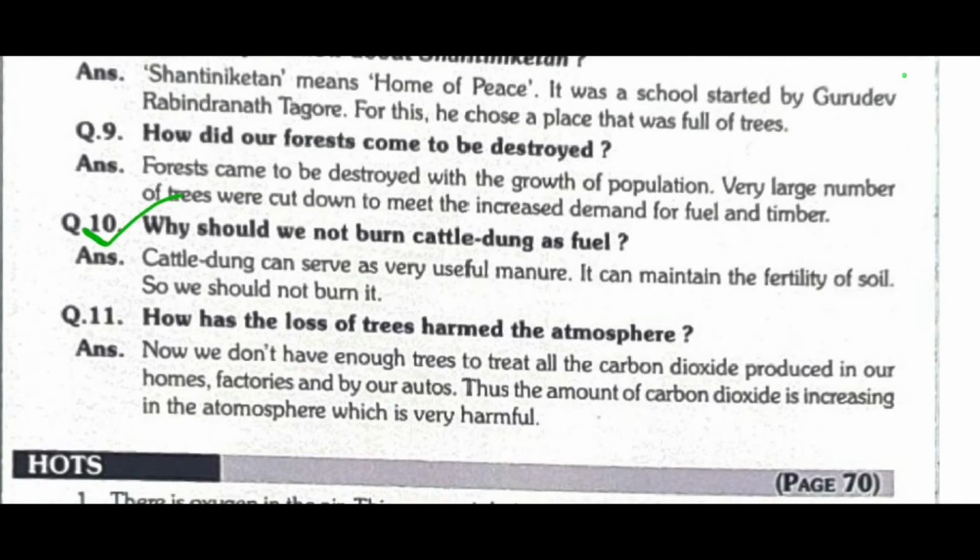Okay, the next question: why should we not burn cattle dung as fuel? Cattle dung can serve as very useful manure. It can maintain the fertility of soil, so we should not burn it.